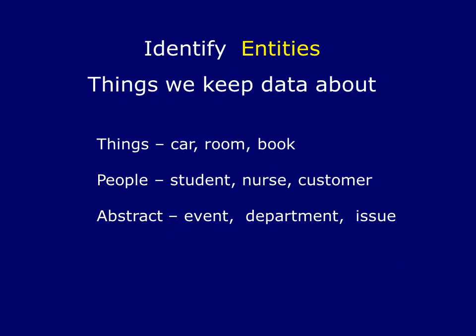The central principle of design of a relational database is to identify entities. Entities are things that we keep data about. They can be physical things like a car, room, book. They can be people. They can be abstract: you keep information about an event, a department, an issue.